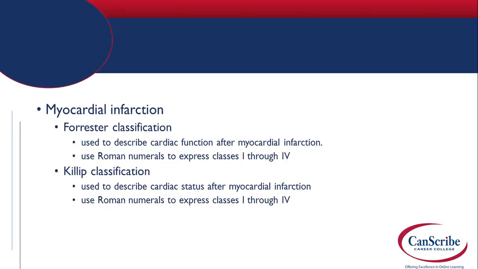The two classification systems for myocardial infarction are the Forrester and the Killip. Forrester is used to describe the cardiac function after the MI, and they use Roman numerals, classes 1 through 4. The Killip classification describes the cardiac status, and they again use Roman numerals, class 1 through 4. The cardiac function is how well the heart is functioning, and the status is basically what kind of condition the heart is in.